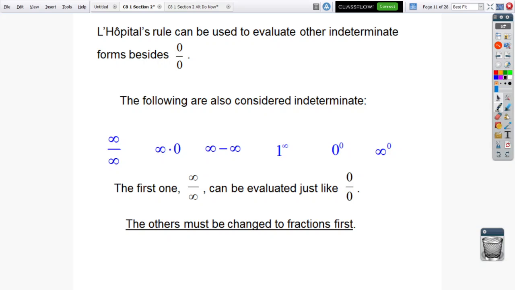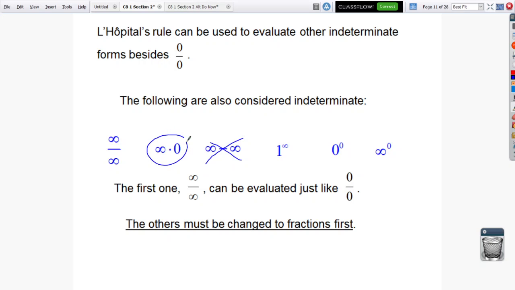I will say that we are going to skip over the infinity minus infinity. We're just not doing that today. We are going to address the other ones. This one is a really simple trick to get in there. These ones are just really fun.